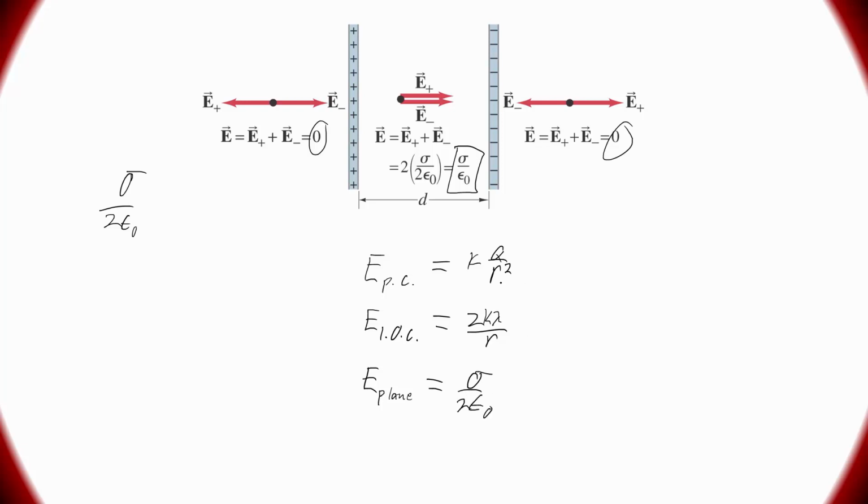And what's really interesting about this is here we have an inverse square relationship. Here we just have an inverse relationship with distance. And here we have no relationship at all with distance. So as we increase the dimensions of our charge distributions, we decrease the dependence on distance.